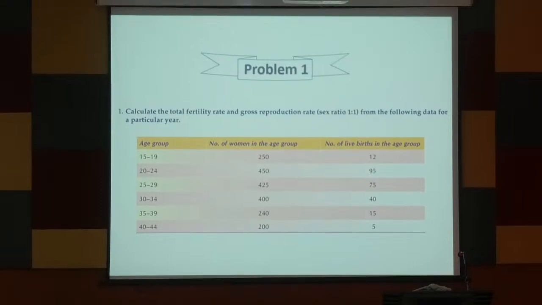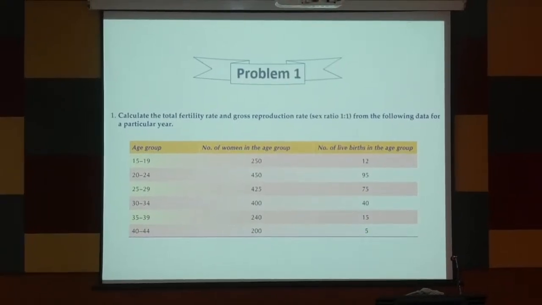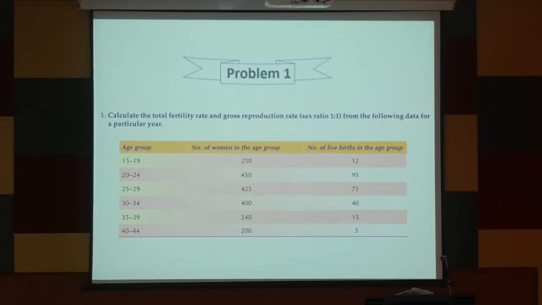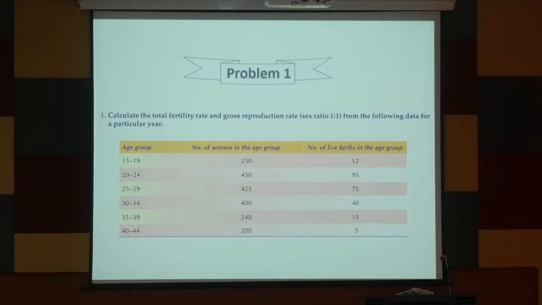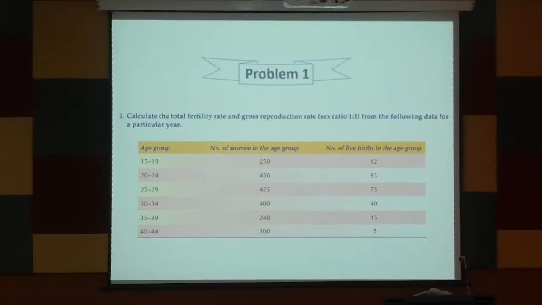The question is: calculate the total fertility rate and gross reproduction rate in this population, where the sex ratio is 1:1, from the following data in a particular year. There is an age group, the number of women in the age group, meaning the number of women in the reproductive age, and the number of live births in the age group. The sex ratio is 1:1, so from here you calculate the total fertility rate, TFR, and the gross reproduction rate.